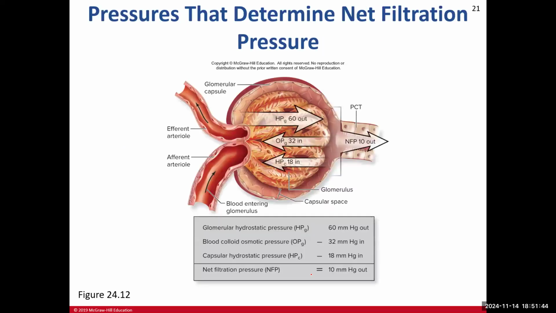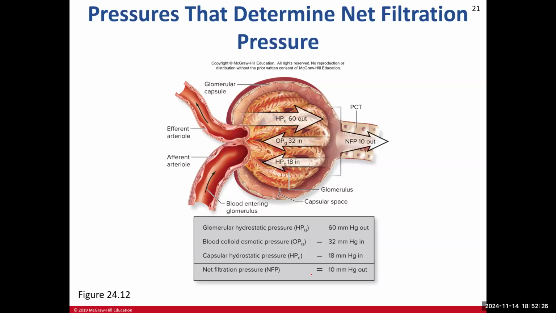Okay, so that's what this picture is showing us. You can see the hydrostatic pressure inside the glomerulus pushing out, and then our two opposing pressures. The osmotic colloid pressure is going to be that pulling pressure, because the plasma proteins are going to be trying to suck fluid back in. And then we have our hydrostatic pressure that's exerted on the outside of the glomerulus because of the fluid that's in the capsular space. So these two are the opposing pressures. We take the sum of those two and then take the difference, which will give us hopefully a positive value that favors filtration.